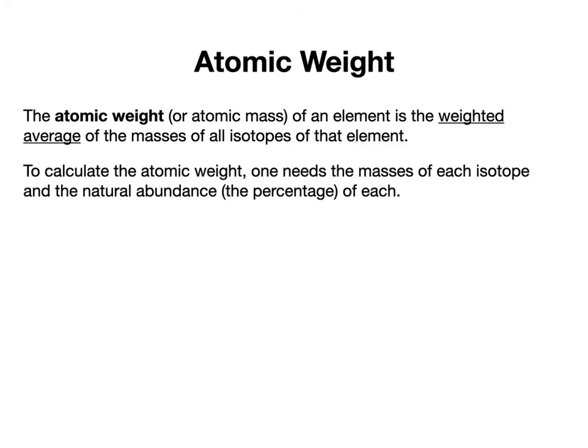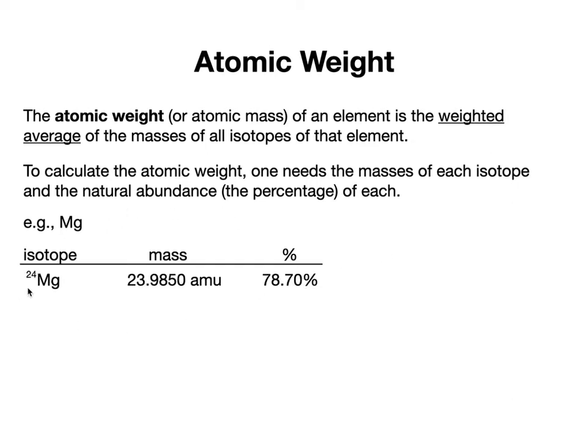So I want to show you how we can calculate the atomic weight, how chemists do that. To calculate the atomic weight, one needs the masses of each isotope and the natural abundance, or the percentage, of each. Okay, so I'm going to show you an example. We're going to look at magnesium. Magnesium has three isotopes. Magnesium 24 has a mass of 23.9850 atomic mass units and a percentage of 78.70.